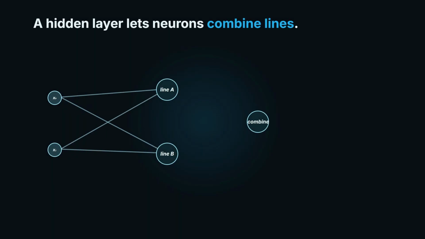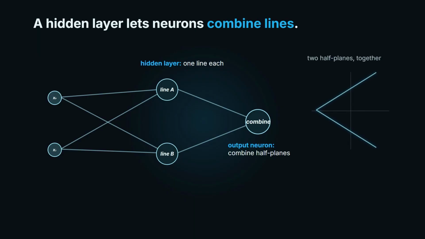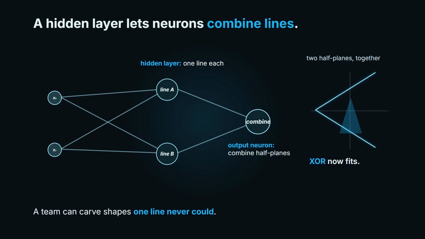The fix is to stop using one neuron and use a small team of them arranged in layers. Put 2 or 3 neurons in a first layer. Each draws its own line, carving the plane into half-planes. Then feed their outputs into a second neuron whose job is to combine those half-planes into a more complex region. Suddenly you can carve out shapes no single line could, and XOR falls immediately.